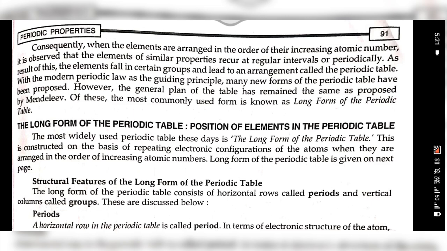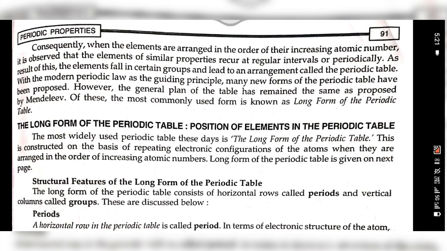The long form of the periodic table and the position of elements in the periodic table. The most widely used periodic table these days is the long form of the periodic table. This is constructed on the basis of repeating electronic configuration of the atoms when they are arranged in the order of increasing atomic numbers. The long form of the periodic table is given on the next page in the book.